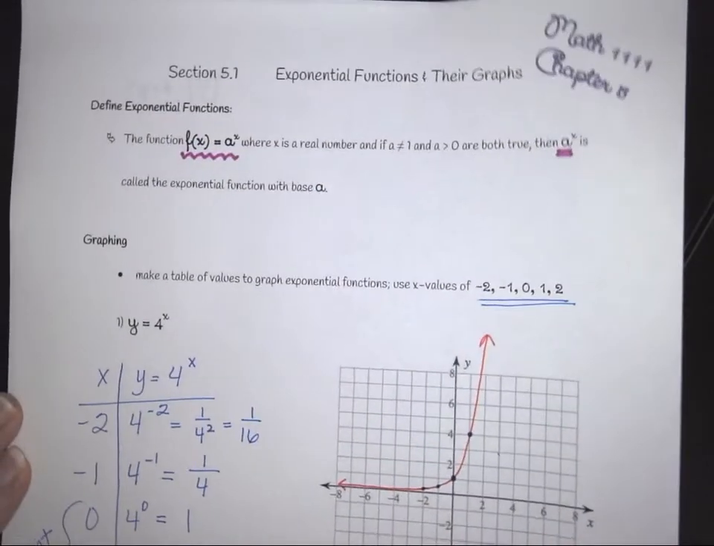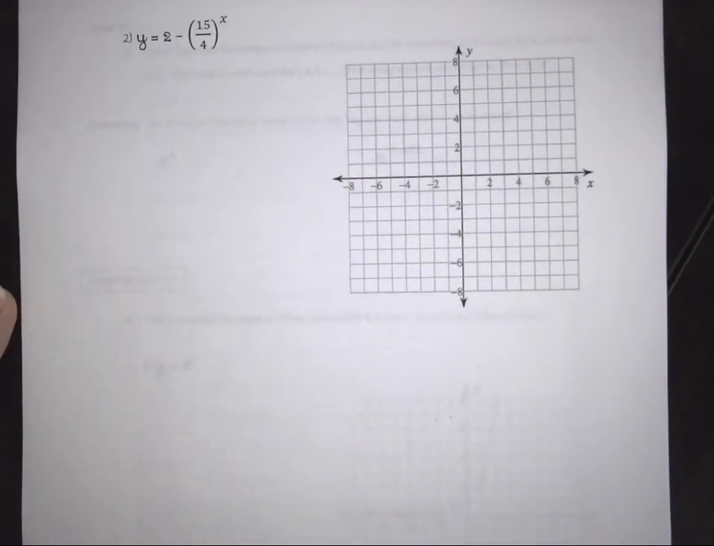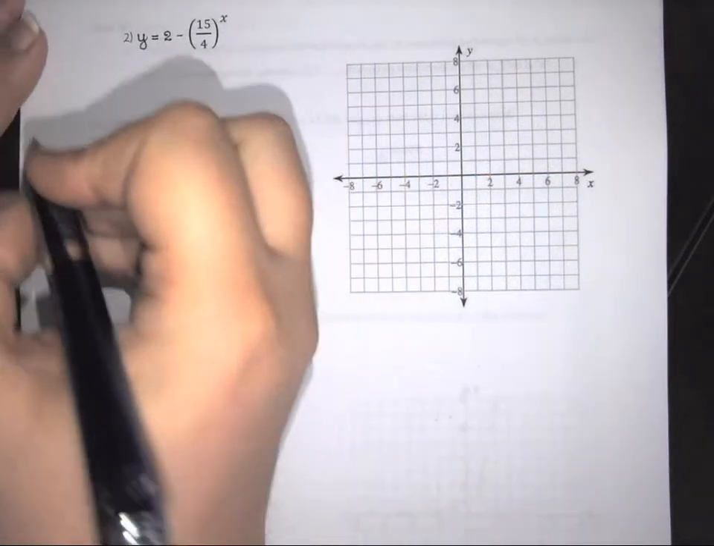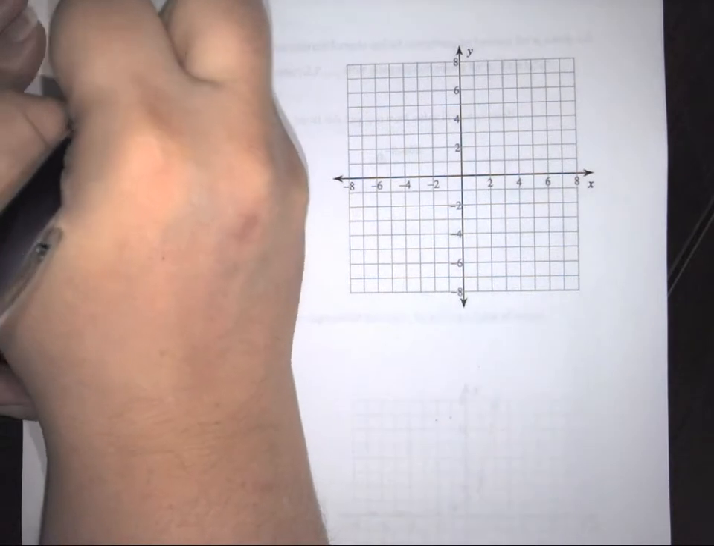So let's look at another example. And this example has a little bit more to it. So here we want to do the same thing. We want to make our graph, and we want to use 2 minus 15 over 4 raised to the x power. So I'm going to do my same xy graph.